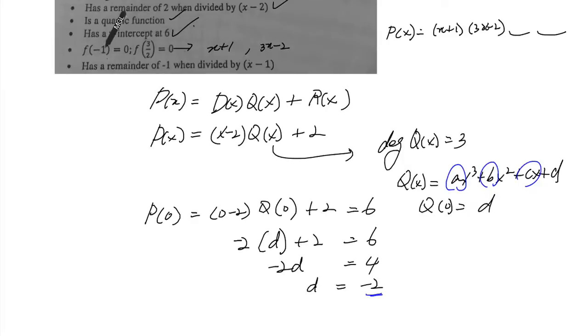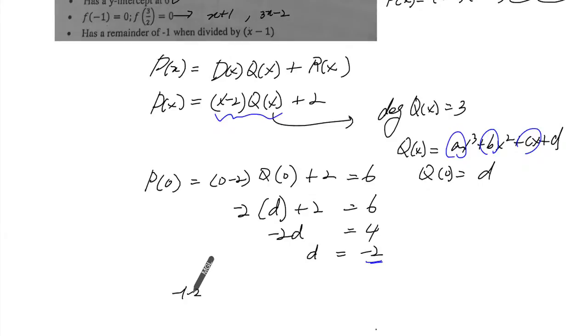Now, if I plug in negative 1 in here, I get a remainder of 0. That's the same thing as saying, negative 1 in here, I will get negative 2. So let's plug in negative 1 in there. So you get negative 1 minus 2, q at negative 1 will give you minus a plus b minus c. Of course, d is minus 2. This is equal to 0.